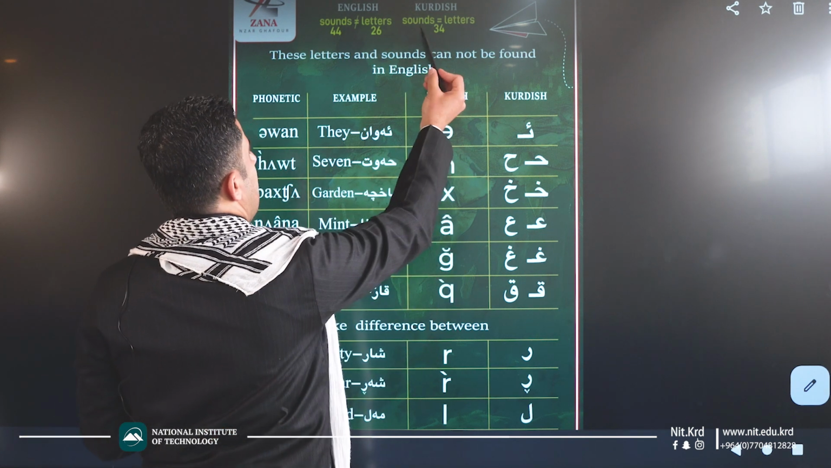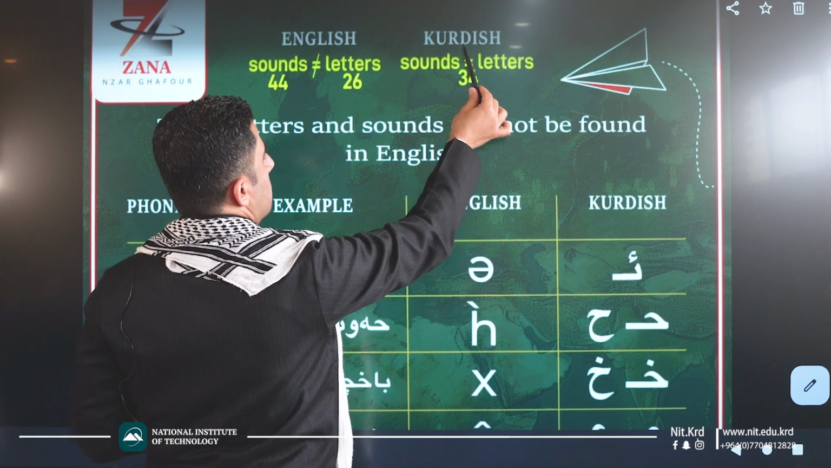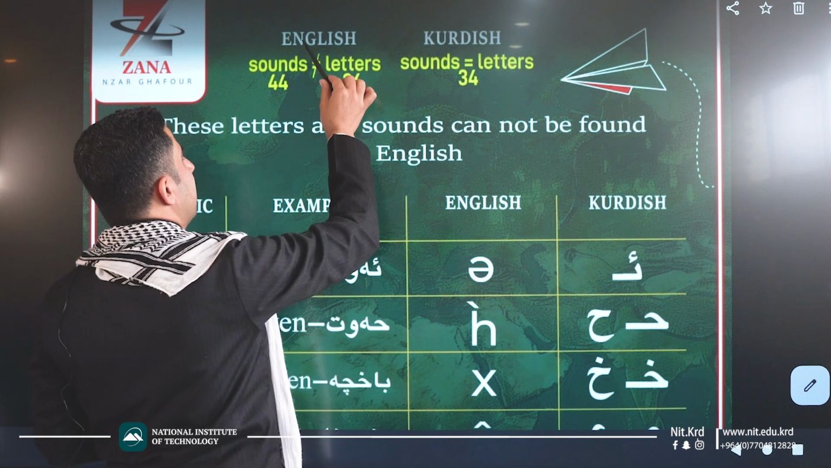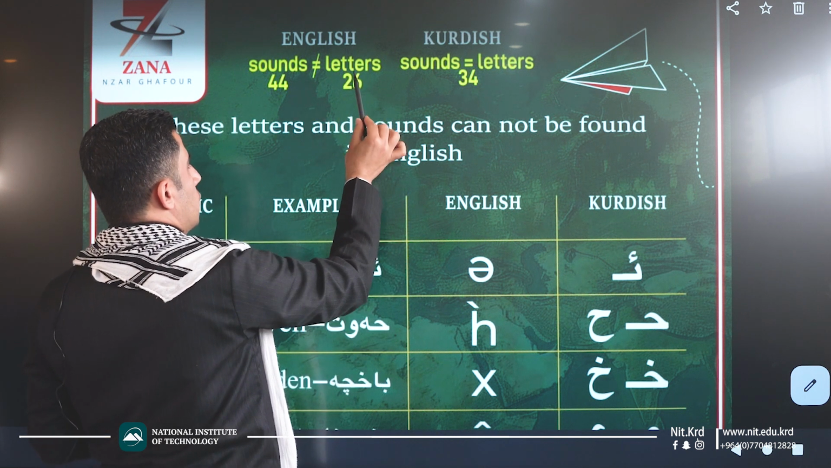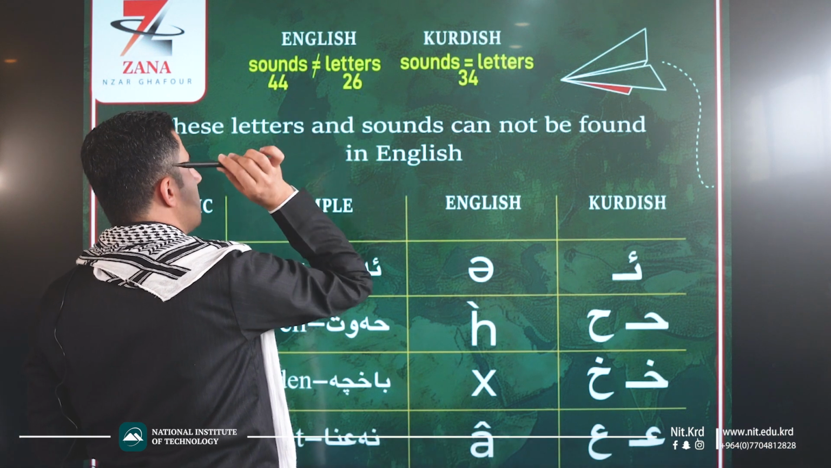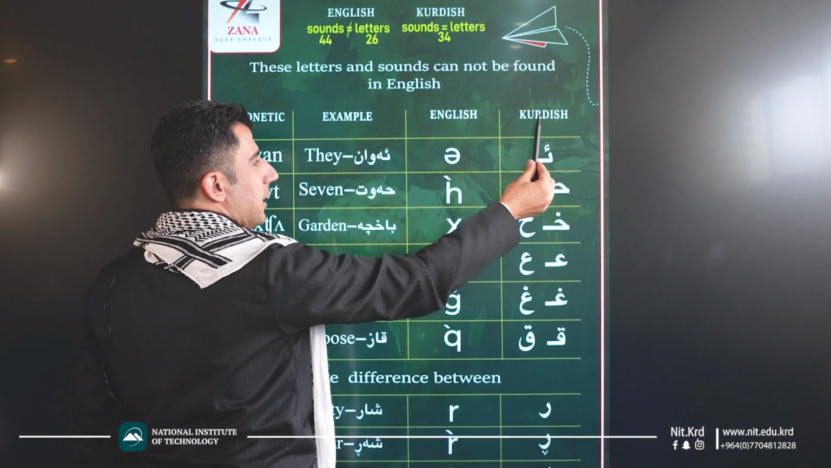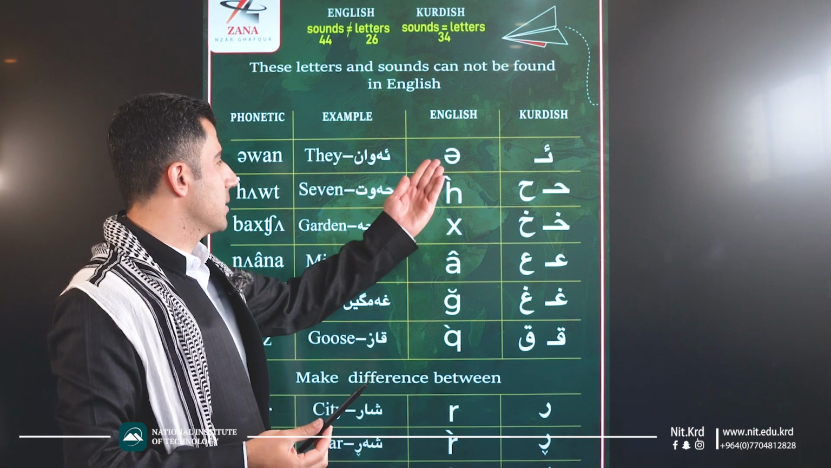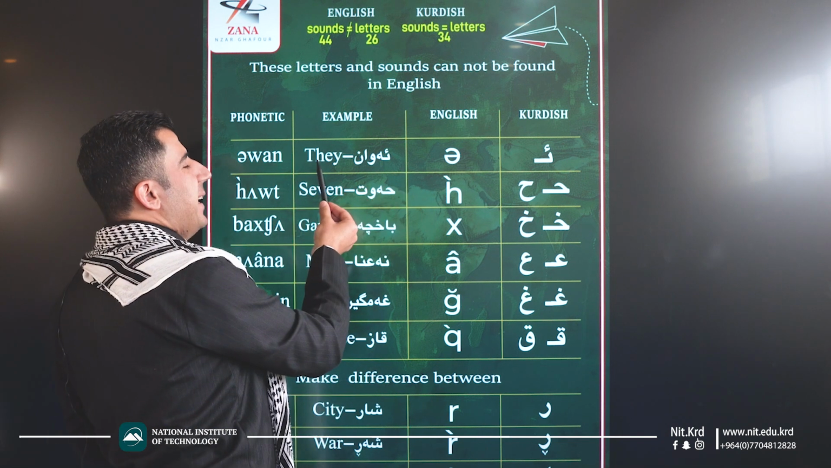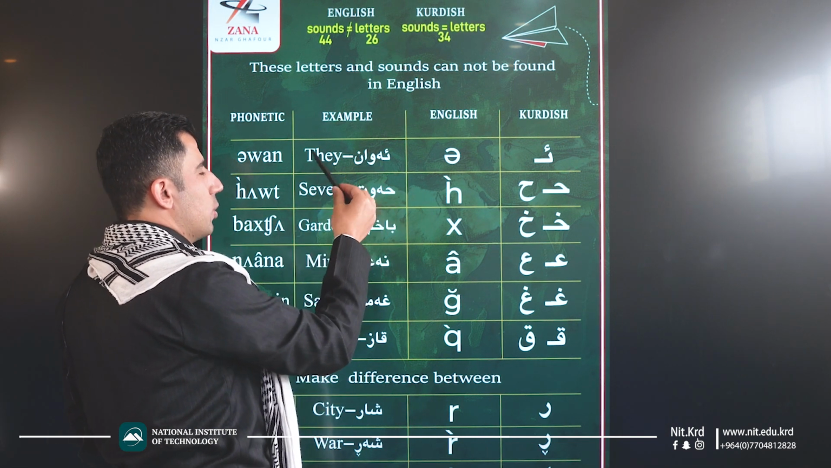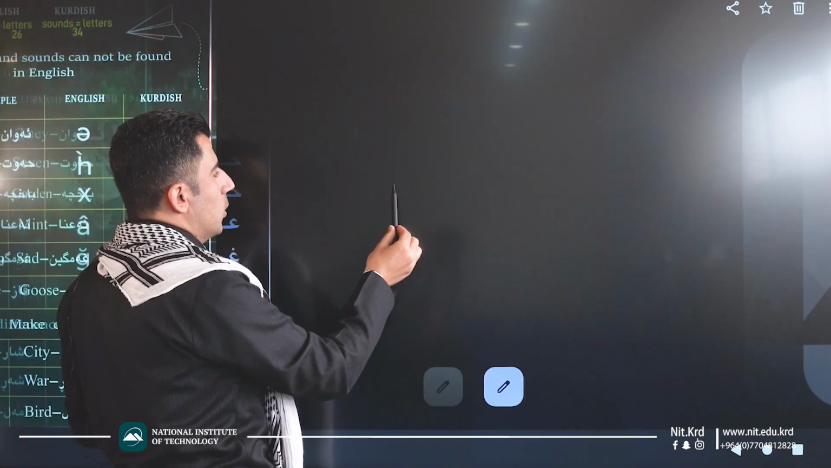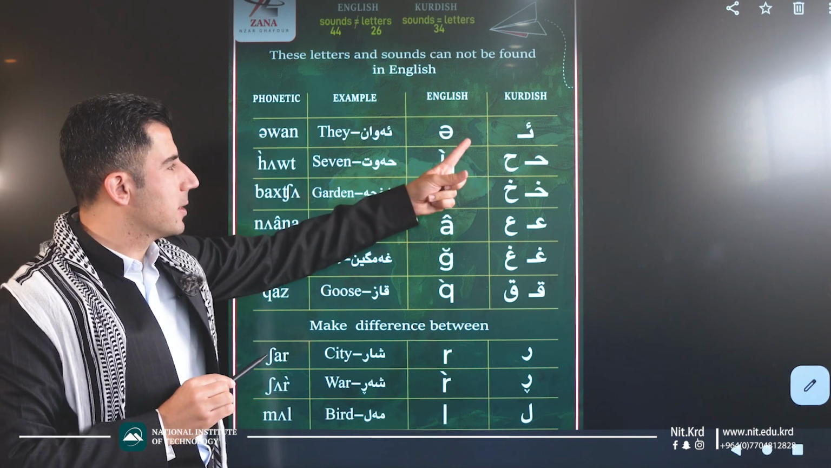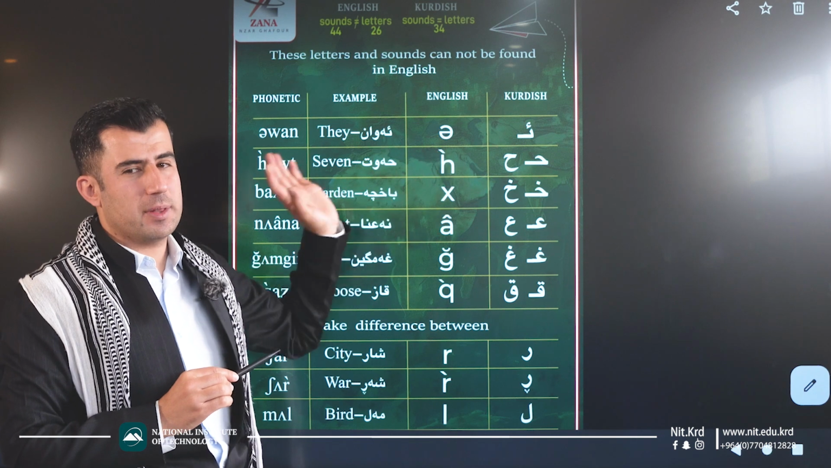As I told you before, have a look at here. In Kurdish, we have 34 letters which is equal to the sounds. But in English, it's not the same. 26 letters become 44 sounds. Just have a look at here. In Kurdish we have e at the beginning of the word. For example, they in English, if we translate to Kurdish, we say awan. Awan is here. This is just at the beginning of the word.